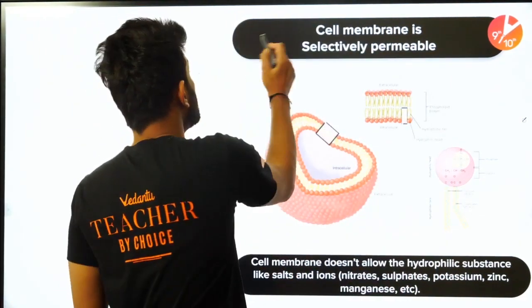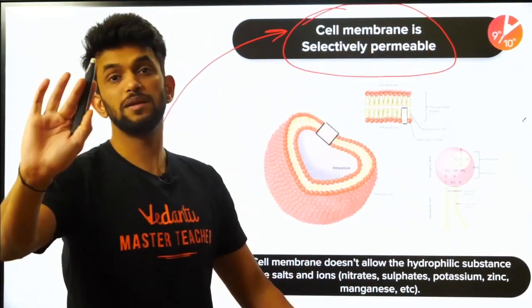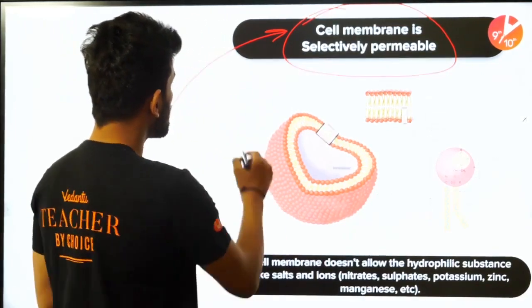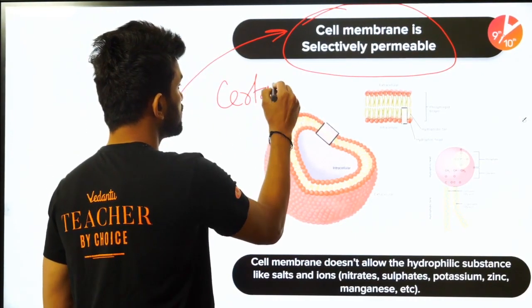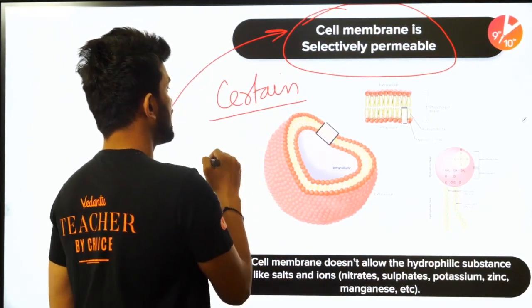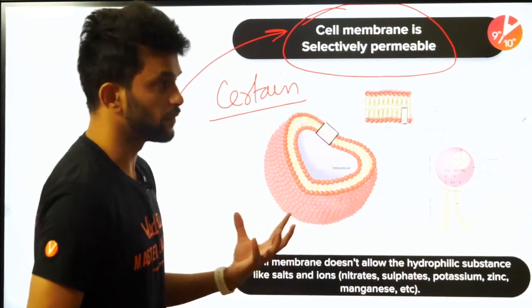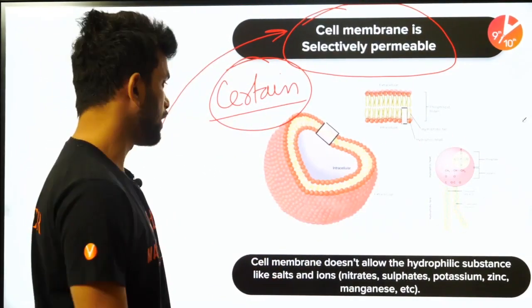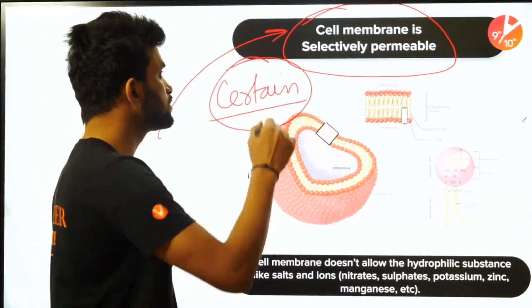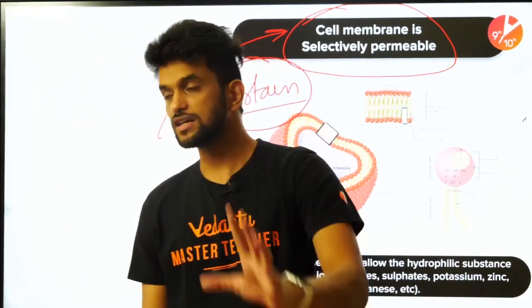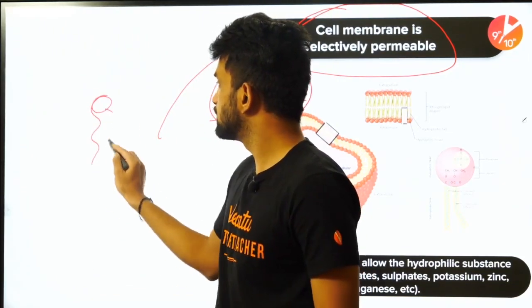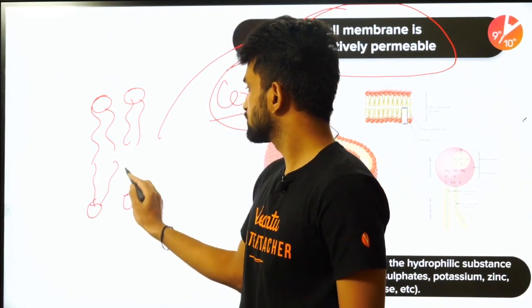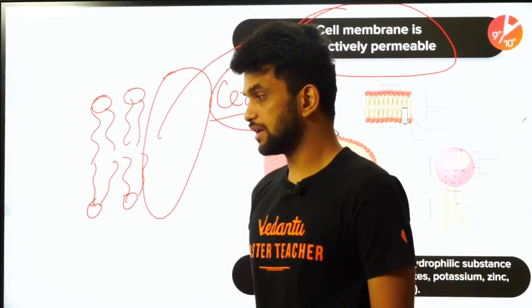So let's begin, guys. We know the cell membrane is a selectively permeable membrane. What do you mean by this? By this I mean they allow certain things to pass through them, whereas they do not allow other things to pass through them. Okay, and we know the cell membrane, if you have read earlier, is generally made up of a lipid bilayer and protein in between them.